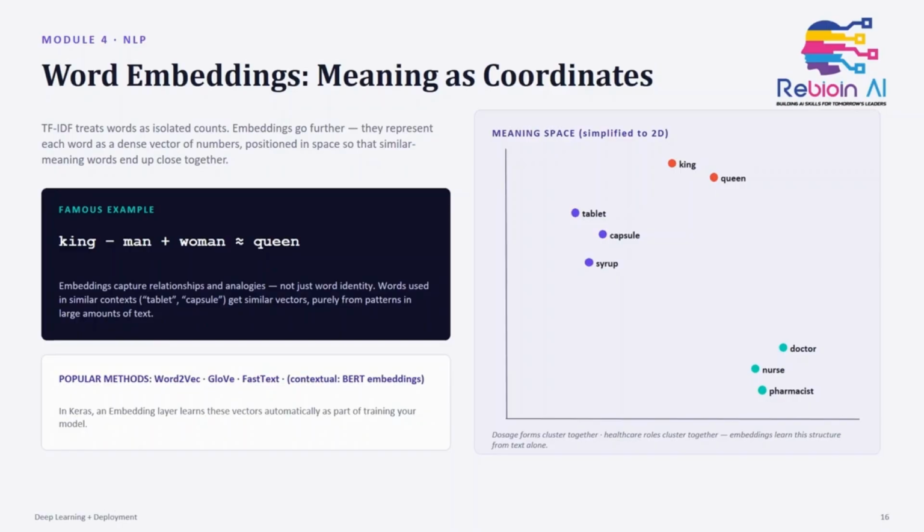For instance, let's see king. You give it values or vectors like 0.21, 0.54, 0.89, and similarly queen gets something like 0.20, 0.56, and 0.87. Since king and queen have similar meaning, their vectors are also similar. A few popular embedding methods include Word2Vec, GloVe, and FastText. Modern language models like ChatGPT use much more advanced embeddings.